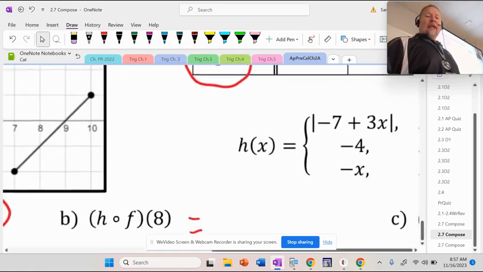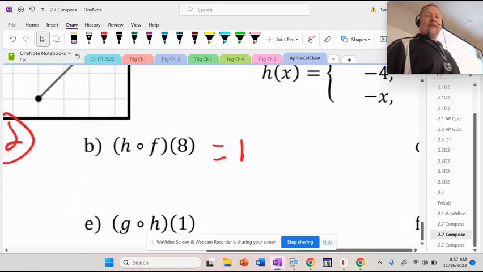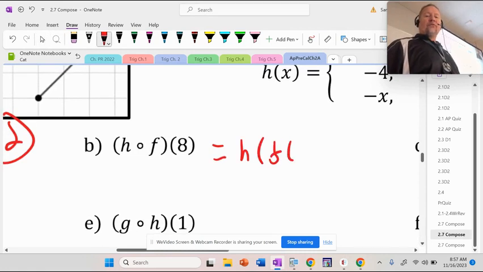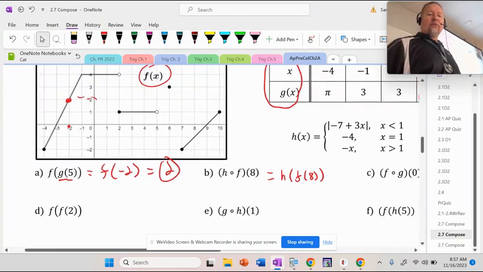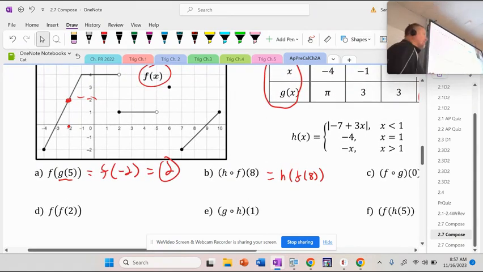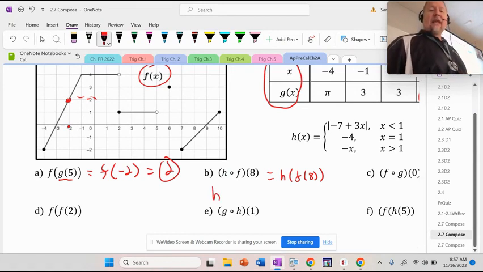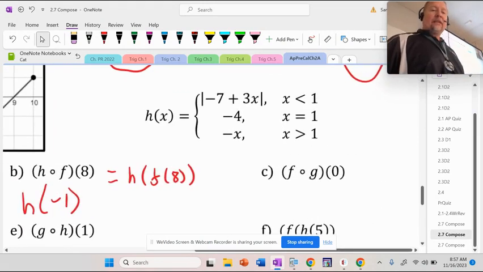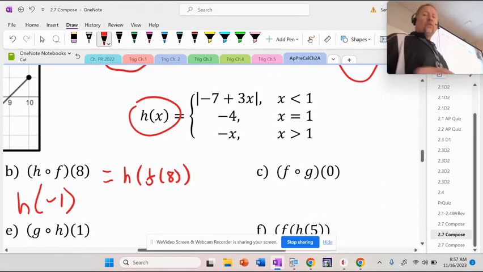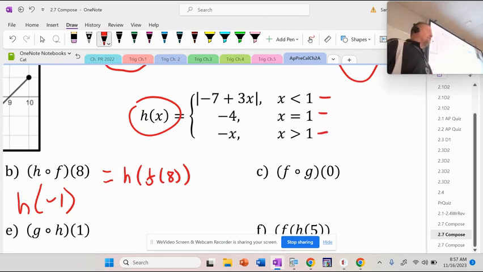Remember, h of f of 8 can be written like this and just tells you where I go first. What's f of 8? I don't remember doing this one. What's f of 8 last hour? What's f of 8? 3, 2, 1, go. All right, wow. He yelled it fast. So then h of negative 1. Oh, no. All right, now I have to go to the h function. Which one do I plug in negative 1? First, second, or third part of this piecewise function?